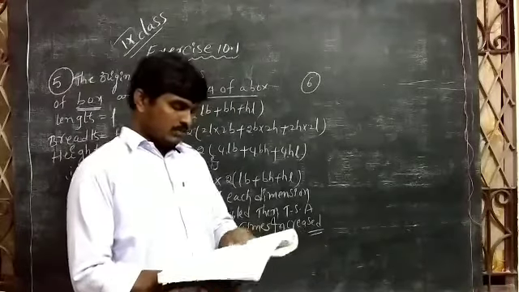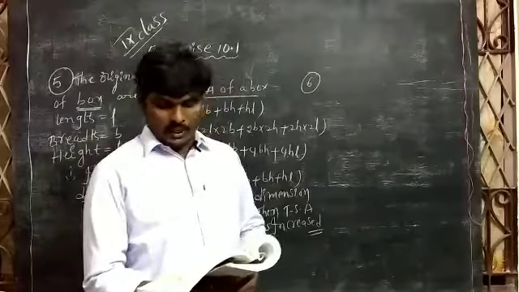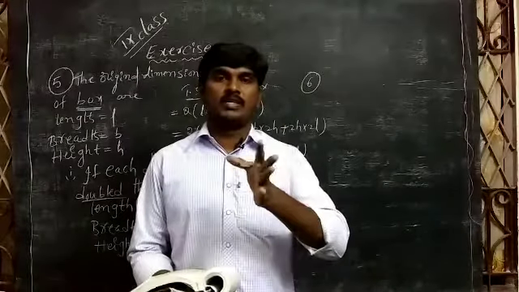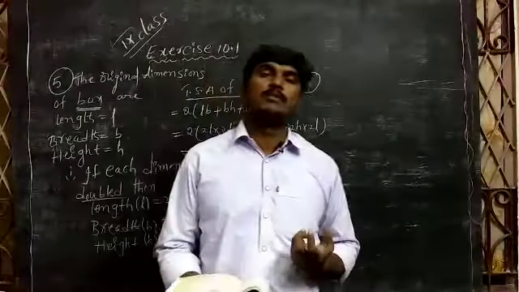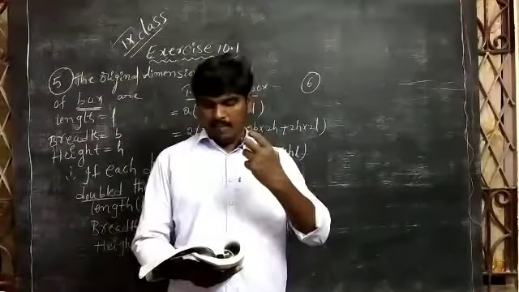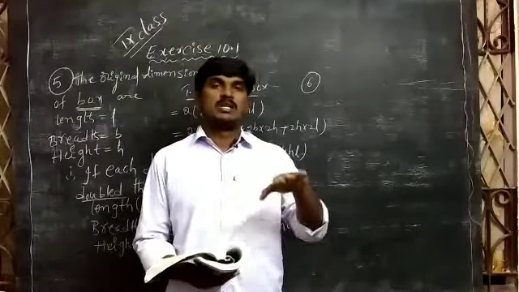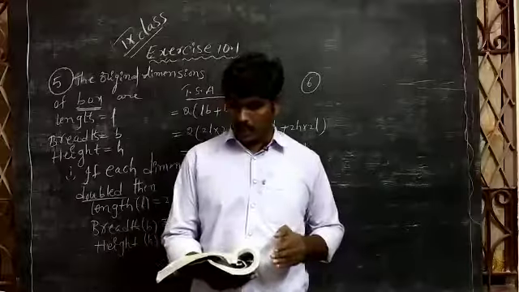Okay, now question number 6: the base of the prism is in triangular shape. Prism is there, you know already about the prism. That is one of the solids. The base of the prism is in triangular shape. The bottom of the prism and the base of the prism are both the same. That is in a triangular shape.